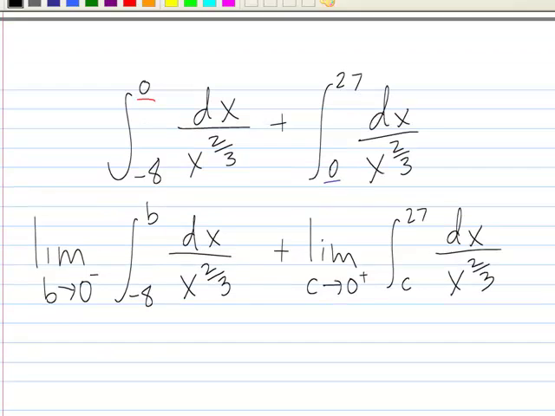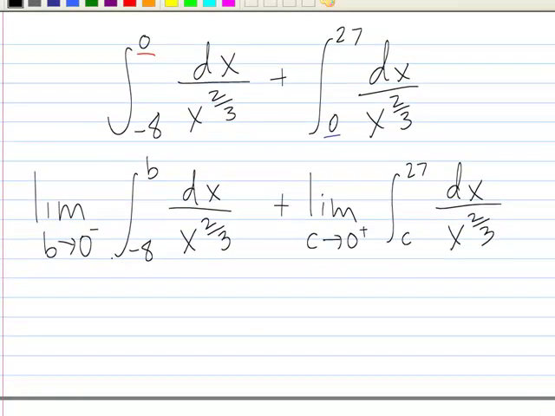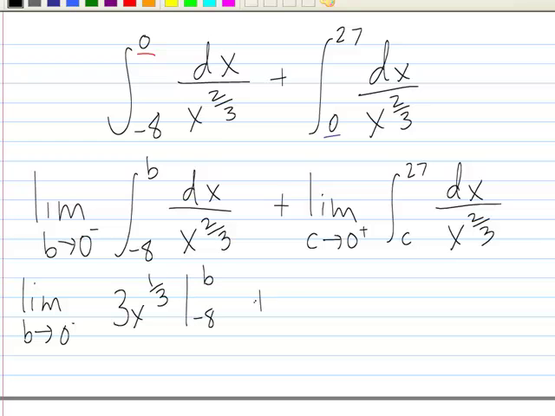Okay, after finding the antiderivative, we get the limit as b goes to 0 from the left. The antiderivative of this is 3x to the 1/3. That goes from -8 to b, plus the limit as c goes to 0 from the right of 3x to the 1/3, evaluated from c to 27. Go ahead and put the bounds in there.